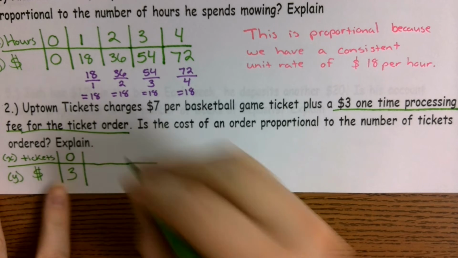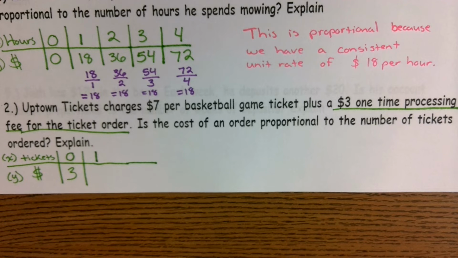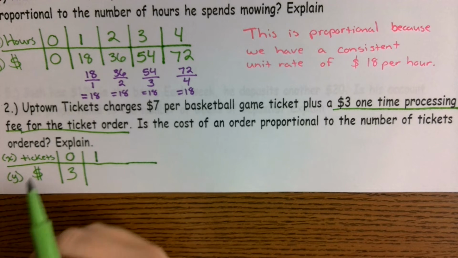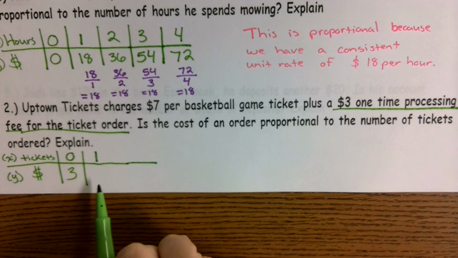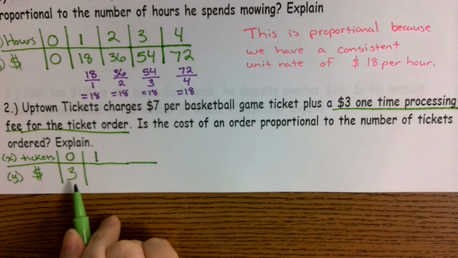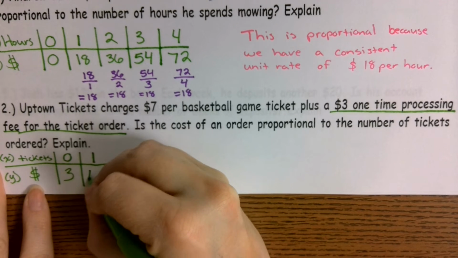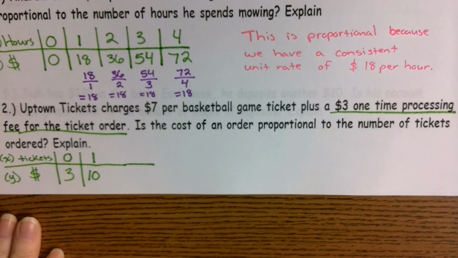Now, if we go ahead and we add one ticket into our cart, now how much money are we going to be charged? $10, right? It's $3 for the one-time processing fee, plus the $7 for the ticket. So we get $10. 7 plus 3 is going to give us 10.